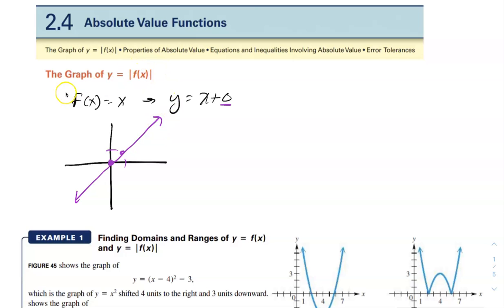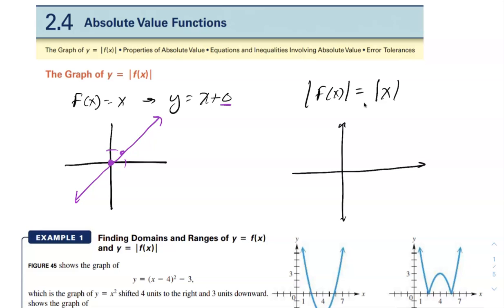And now let's graph the absolute value of this function. So we're going to graph the absolute value of f of x. You take the absolute value of this side, which would just be the absolute value of x. Now you might know what this graph looks like already, but let's talk about where that comes from. Absolute value is a distance measurement, and distance is always positive.